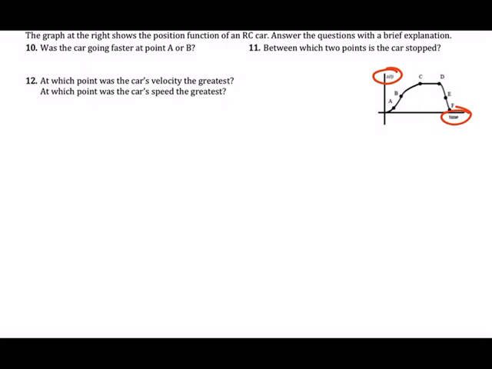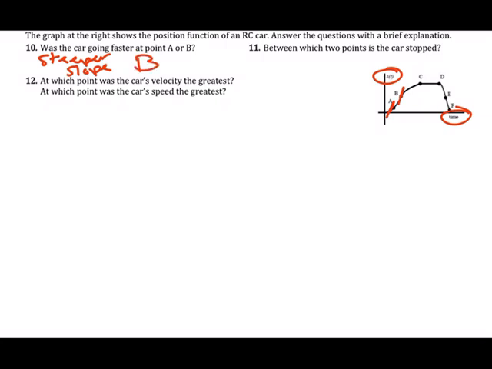So number 10 says, was the car going faster at point A or point B? And what that is really asking is, where is the slope steeper? So if I drew a tangent line here, and if I drew a tangent line here, which of them appears to have a steeper slope or a more straight up and down slope? And that looks to be B.